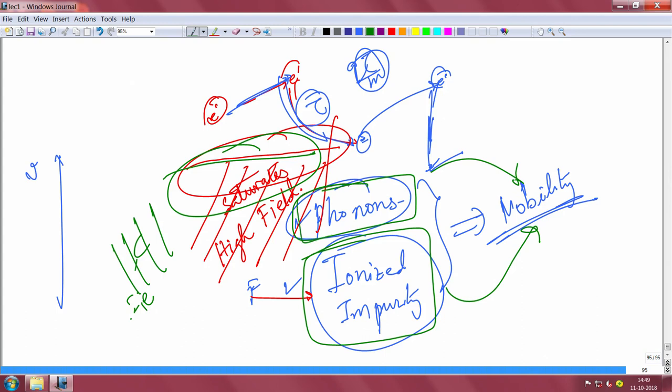Phonons and ionized impurities: how are these two things affecting the mobility of carriers? And how is their dependence on temperature? For example, if I heat a substrate or sample from room temperature to 100 degrees Celsius, or cool it down to minus 100 degrees Celsius, how will phonon scattering, or atomic vibration scattering, and ionized impurity scattering affect the electron mobility? This is extremely important, because mobility is very sensitive to all these things.